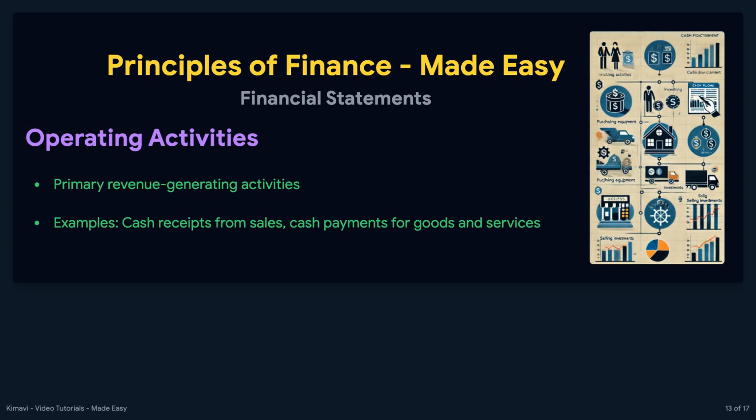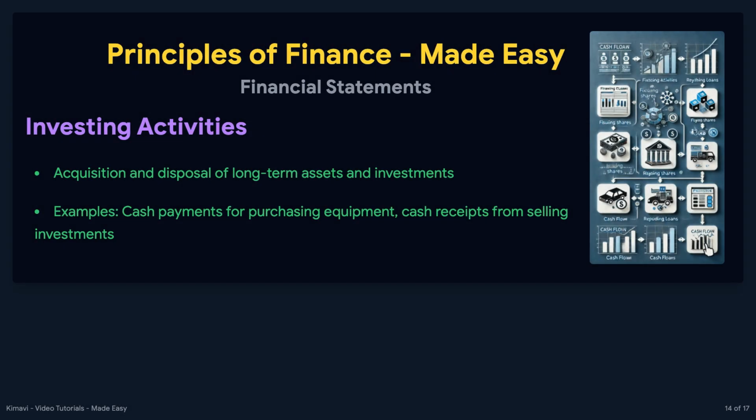Operating activities include cash flows from the primary revenue-generating activities of the company. Examples include cash receipts from sales and cash payments for goods and services. Investing activities include cash flows from the acquisition and disposal of long-term assets and investments. Examples include cash payments for purchasing equipment and cash receipts from selling investments.